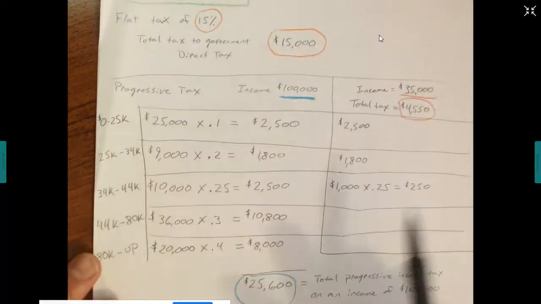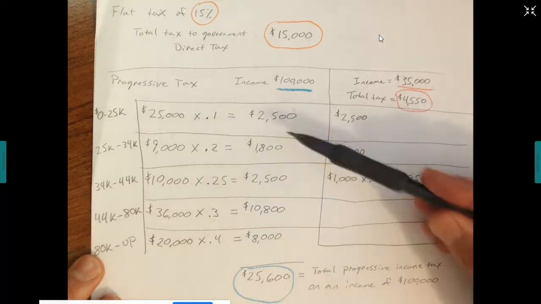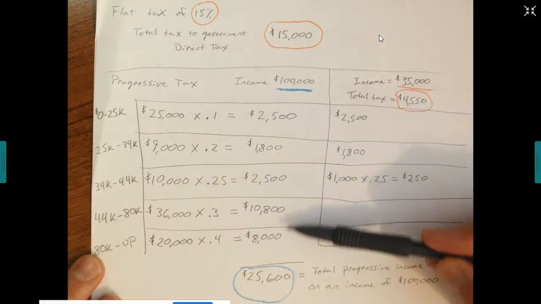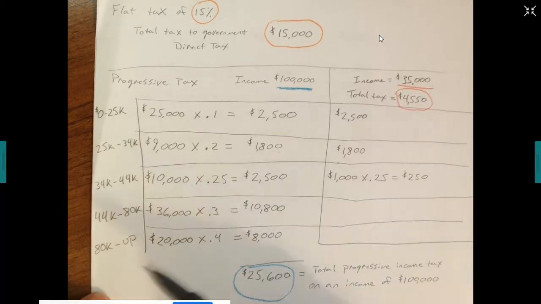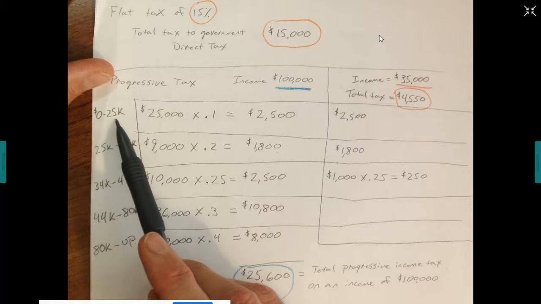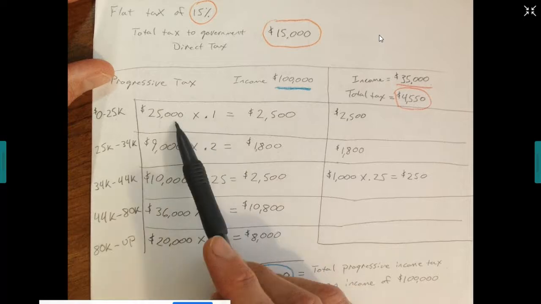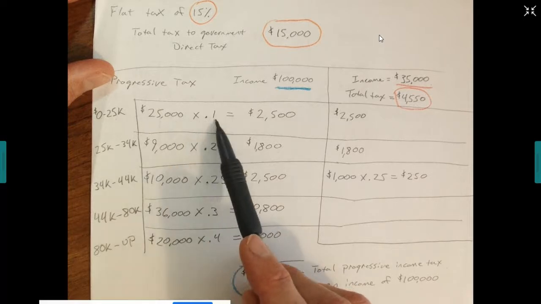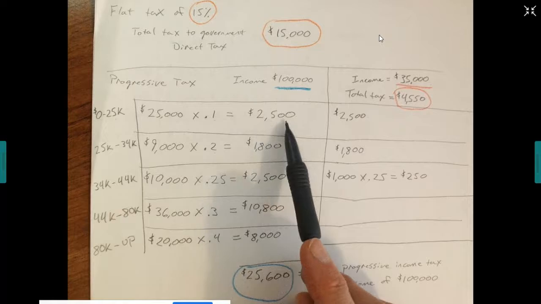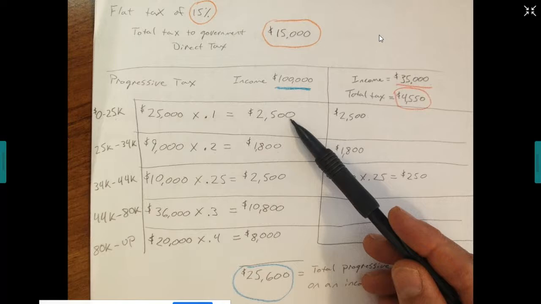With our progressive tax, if our income is $100,000, we have brackets of how much we would pay for each amount of income. For our first bracket of $0 to $25,000, that amount right there, the first $25,000 of our income, is going to be taxed at a rate of 10%. 25,000 times 10% would get us $2,500. But we make much more than $25,000, so we have to continue to pay our taxes.